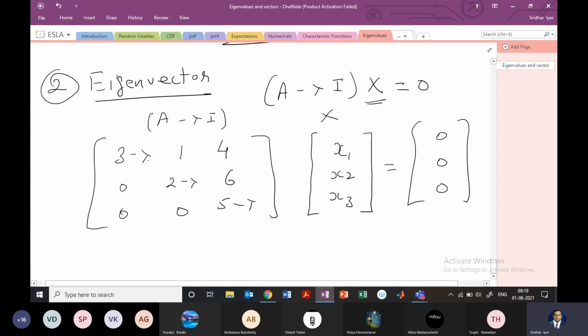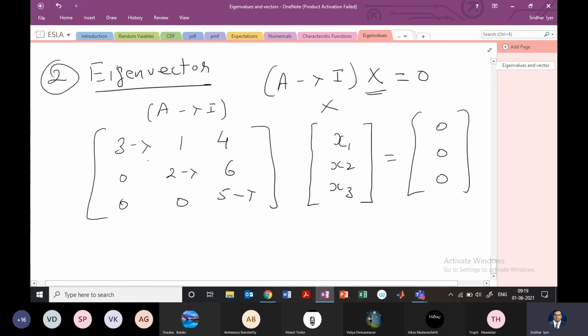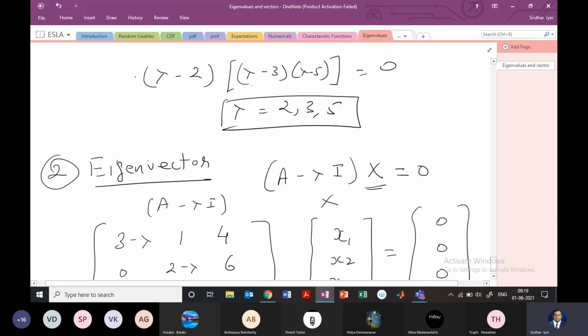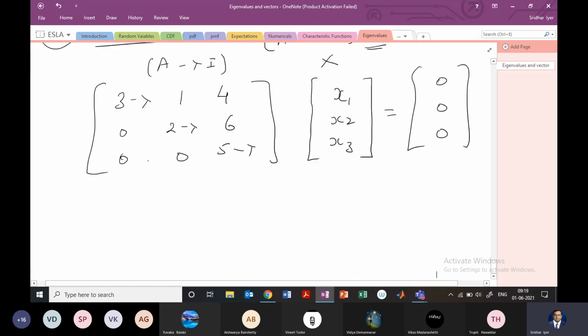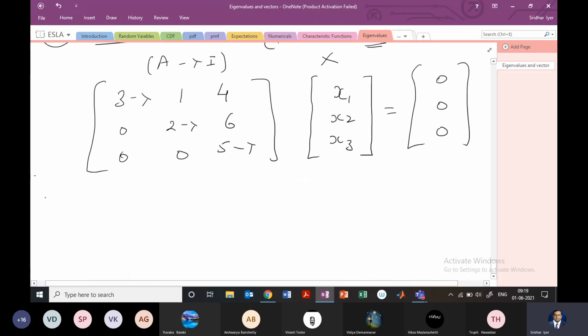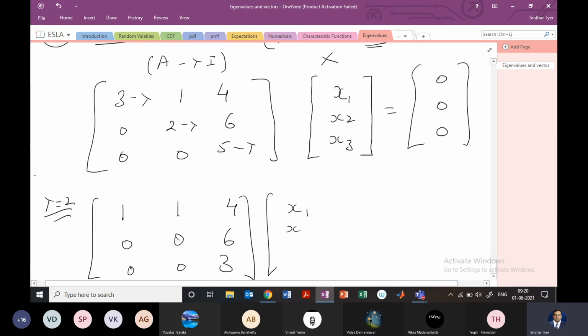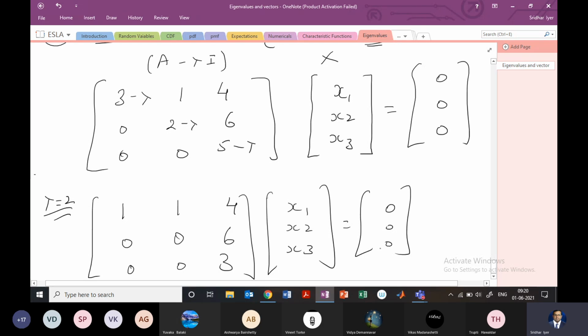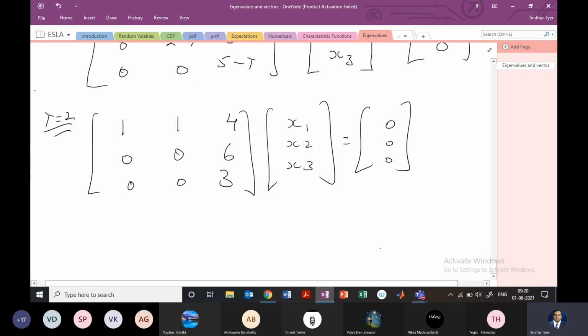Now in this equation we need to start putting the values of lambda. So what are the values of lambda? 2, 3, and 5. So let us take lambda equal to 2 first. For lambda equal to 2, this matrix will become 3 minus 2, which is 1, then 1 and 4, 0, 2 minus 2 will become 0, 6, then 0, 0, and 5 minus 2 is 3, multiplied with x1, x2, x3 equal to 0, 0, 0. This is the case when lambda is equal to 2.